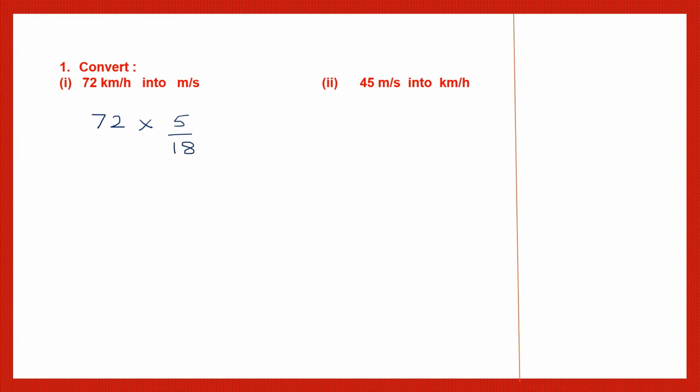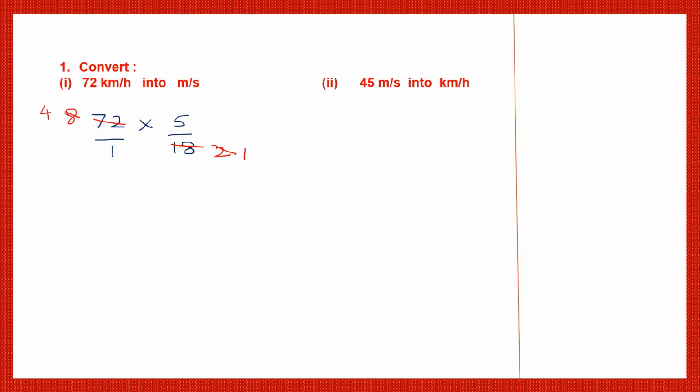Now, we can cancel 18 and 72. But 18 into what is 72? Or you can use other numbers to cancel it. You can use 9. You can use 3. You can use 2. So let's use 9 since that will be easier for you. 9 twos are 18 and 9 eights are 72. Now we can cancel 2 and 4 again. 2 ones are 2 and 2 fours are 8.